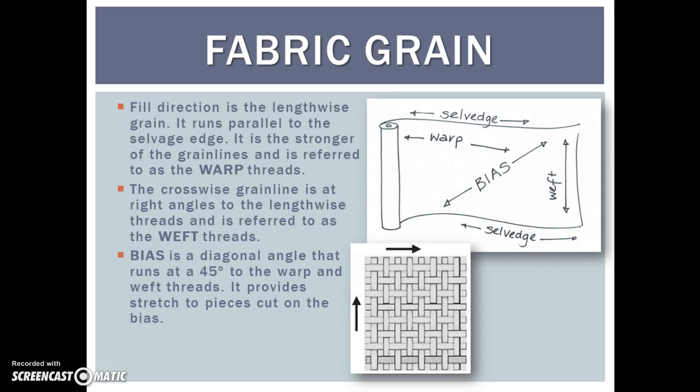Bias is a diagonal angle that runs at 45 degrees to the warp and the weft threads. When garments are cut with the grain line of the pattern piece positioned on the bias, it will provide a little stretch to those pieces.